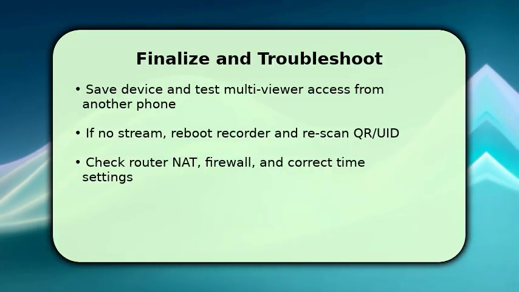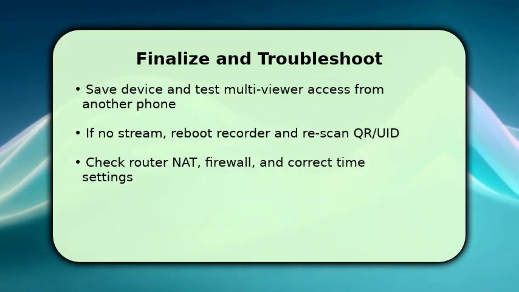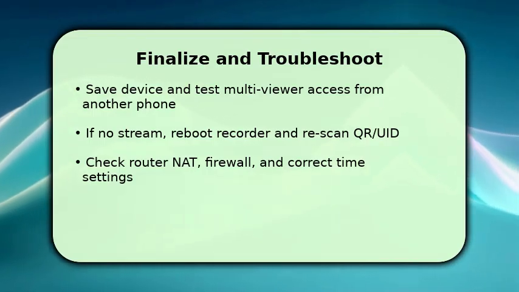If the live stream fails, first reboot the XVR and phone, then re-enter the UID or re-scan the QR code. Transient network auth often clears after a restart.